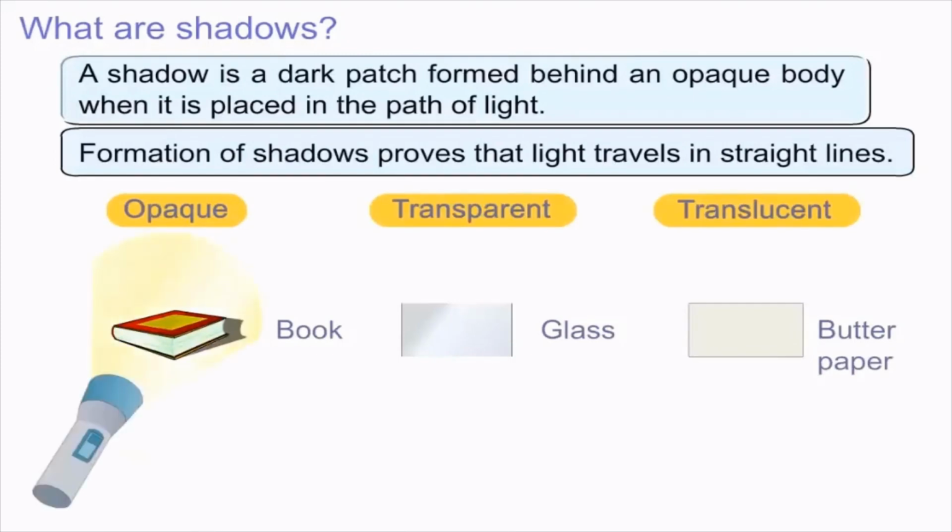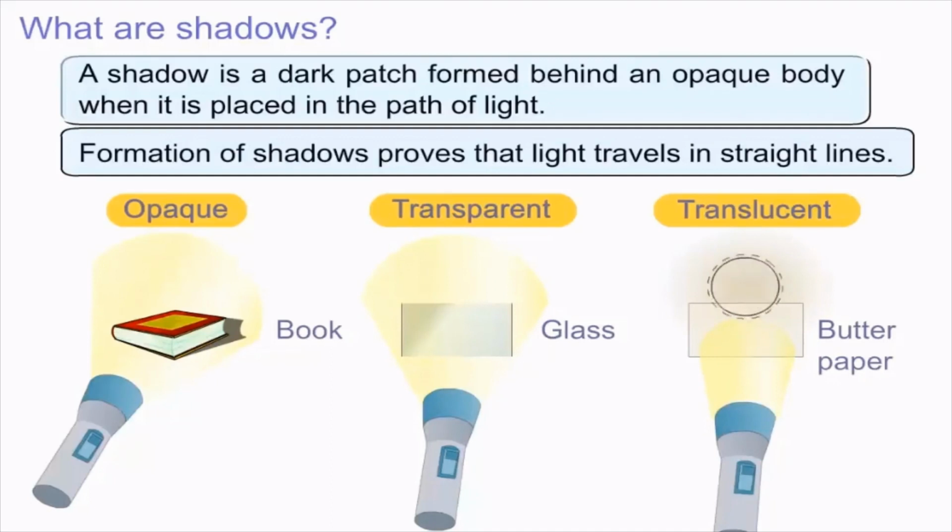The opaque objects like book, wood, etc. block the light completely and a shadow is formed. Transparent objects like glass, water, etc. allow the rays of light to pass through them and no shadow is formed. Translucent objects like butter paper, paraffin wax, ground glass, etc. partially allow light to pass through them. A diffuse light is seen to pass through.